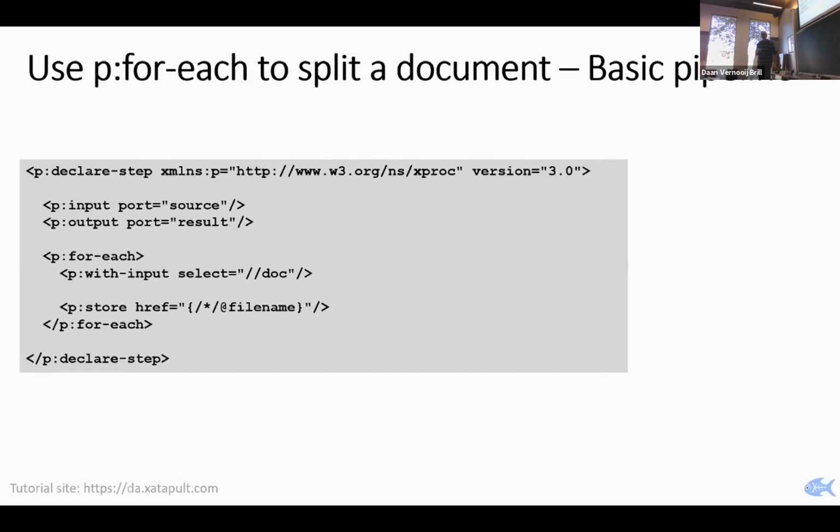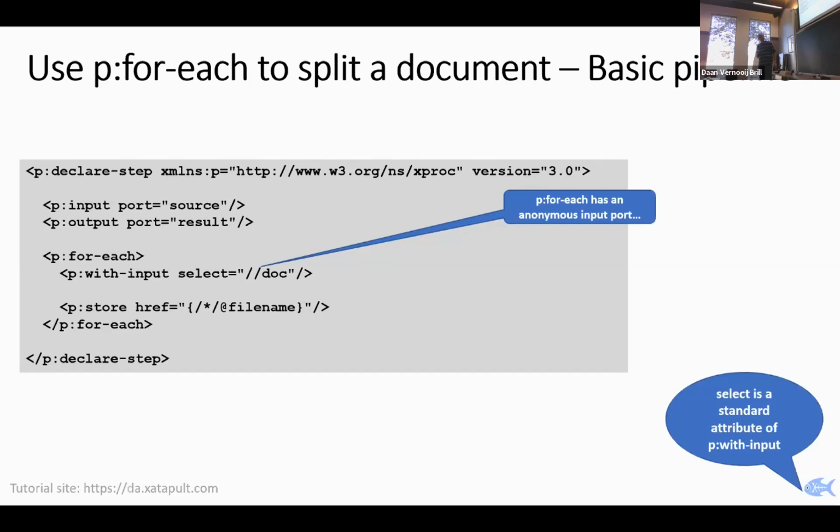Yep. So, as I said, it has an anonymous input port anyway, but what the fish says is that select is a standard attribute of p:with-input. So if you have a document flowing in through p:with-input, for instance with a pipe attribute or something, you can also do a select on that if you, for instance, want a part of your document. But that's a bit of an advanced usage of it. In this case, we're splitting the document, right? Because /doc returns a sequence of doc elements.